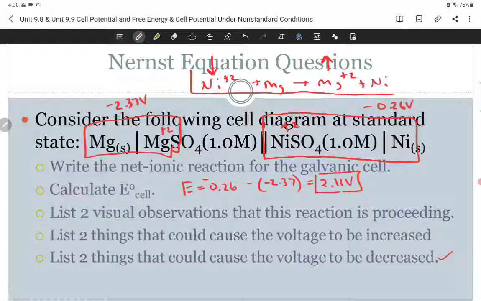And then for increases, it would just be the opposite ideas. So you could do those two things. Instead of using 1 molar nickel ions, use 2 molar nickel ions. Instead of using 1 molar magnesium plus 2, maybe you're using 0.5 molar. So those would work.